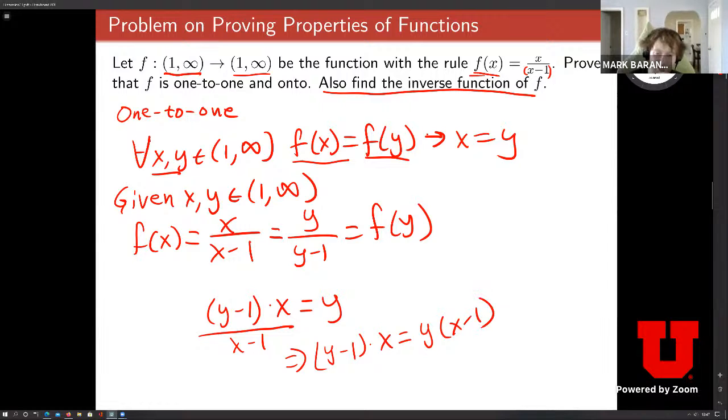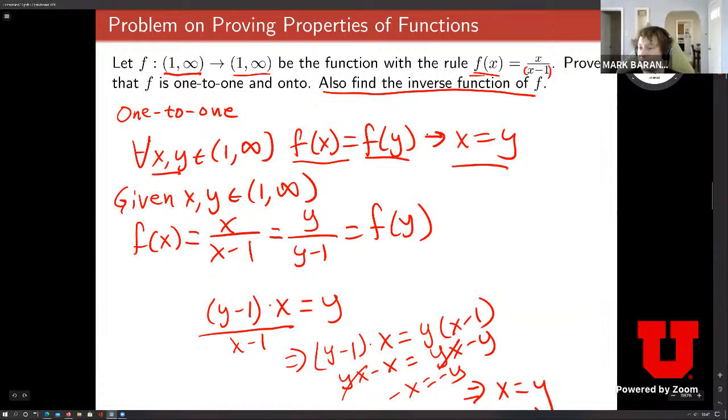And then if we distribute these out, we get yx minus x equals yx minus y. We see that the yx's cancel on both sides. And that means we have negative x equals negative y. We multiply both sides by minus 1. And that means that x equals y. So we've now concluded that x equals y. And that shows it's 1-to-1.